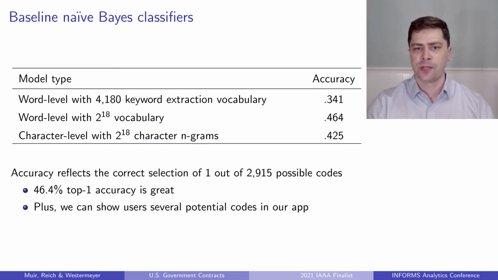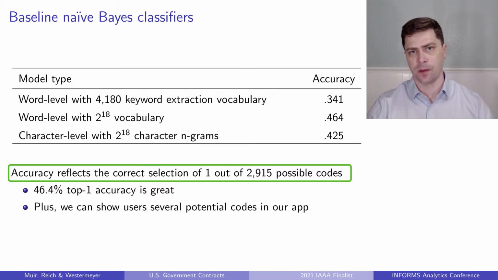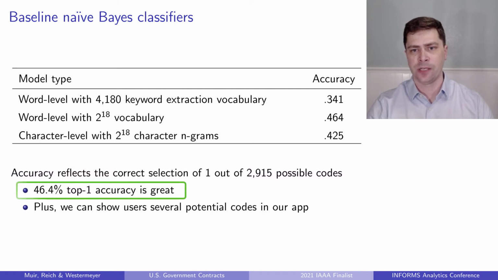One item of interest here, though, is that when we're talking about performance, we're talking about accuracy. This truly is selecting the top code, the correct code, out of the 2,915 possible codes. So you can think of this as if we had a 2,915 sided die. Assuming uniform distribution, the probability of randomly selecting the correct code would be quite low, far less than 1%. So an accuracy that approaches 0.46 is a substantial improvement over that random case.